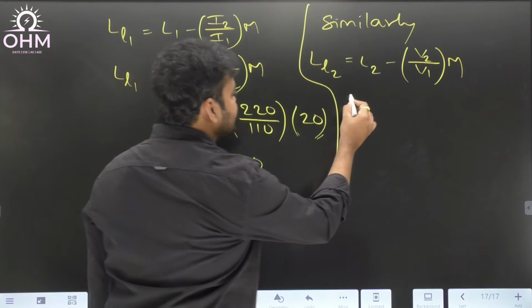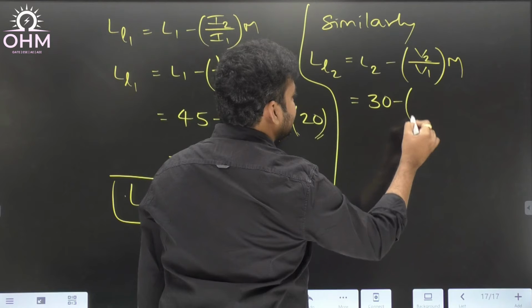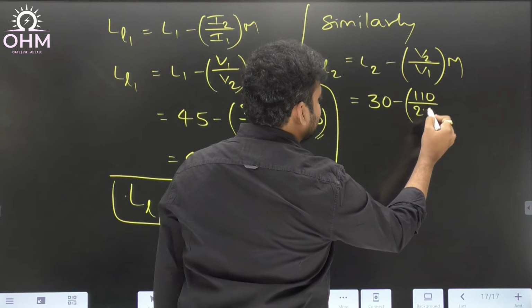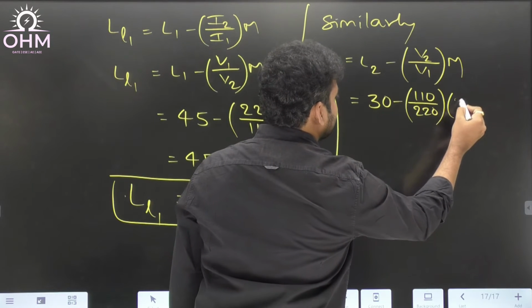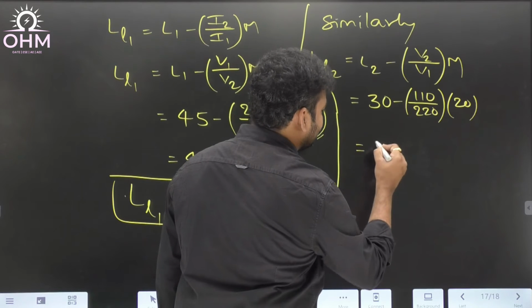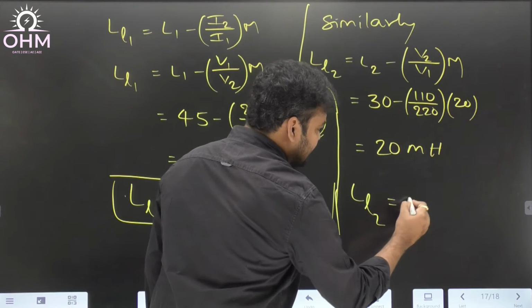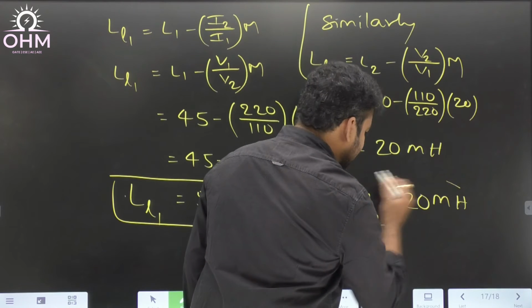Okay. So what is the total secondary inductance given already in the problem? 30 millihenries. V2 by V1, that is 110 by 220 into mutual inductance 20. 30 minus 110 by 220 into 20. Therefore, this is 20 millihenries. This is secondary leakage inductance referred to secondary side, guys.